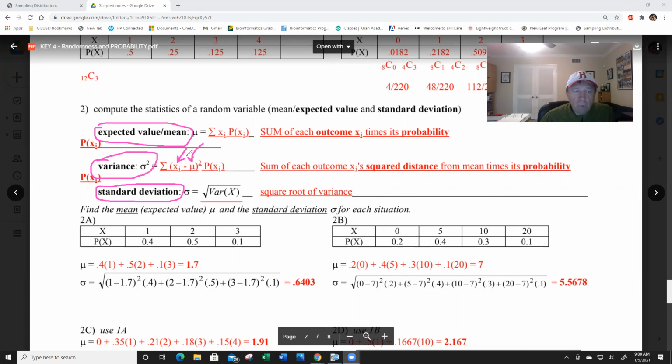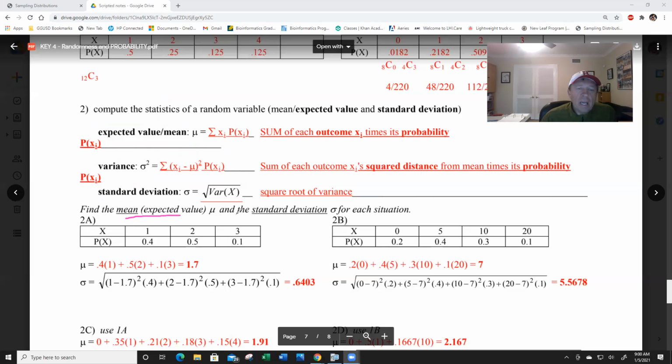Mu is the mean, which is the expected value up here. And then you're going to multiply it by the probability of each one. I'm going to walk you through this and you're going to find it really easy. Okay. All right. For 2A, let's walk through this.